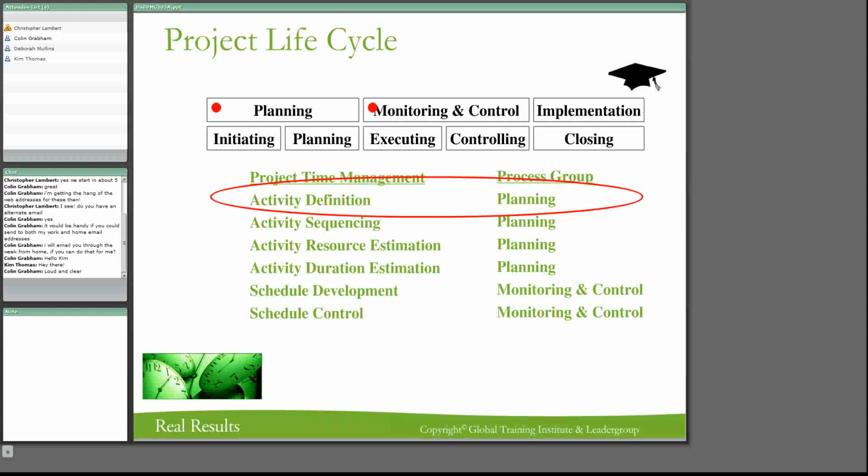So the other thing that's interesting, you notice how many parts of these were planning. At least 4 of these processes are in the planning process group, and 2 of them are in monitoring and control, or executing and controlling. So that's where we are this evening. That's what you're looking at, and the first one we're going to look at tonight is activity definition.